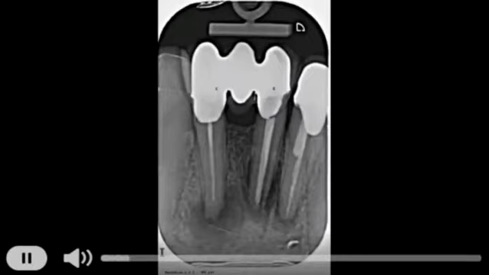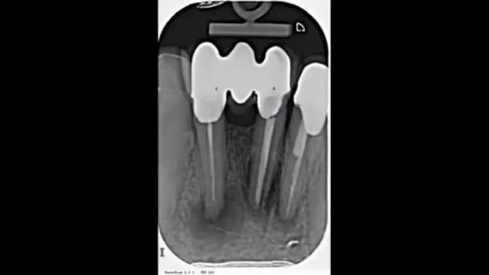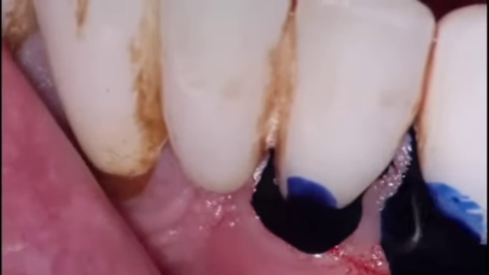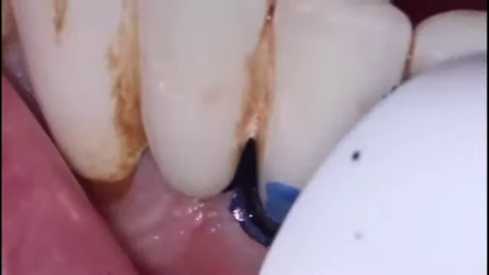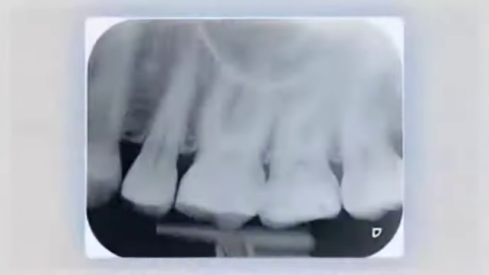So have a look clinically at what this looks like. It's really useful to use methylene blue. We just wash it out. And then we're able to see the crack line, and that's associated with a pocket going all the way down. So we know that the crack is in the root.